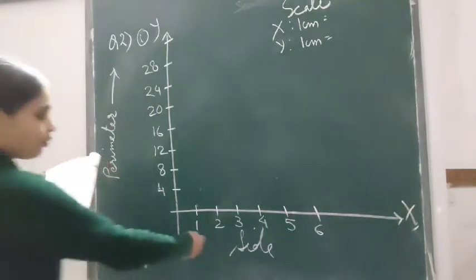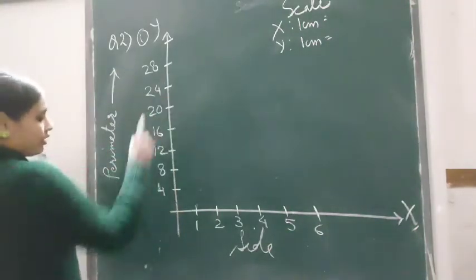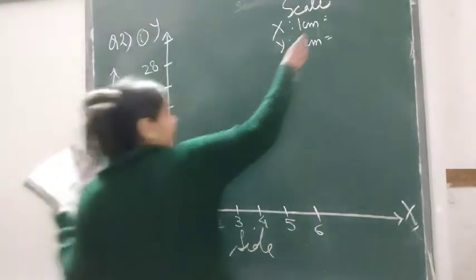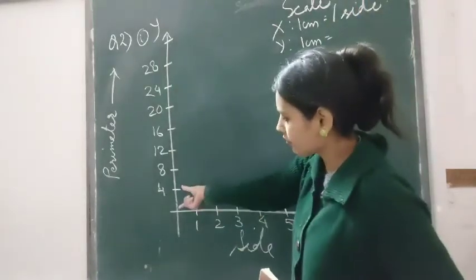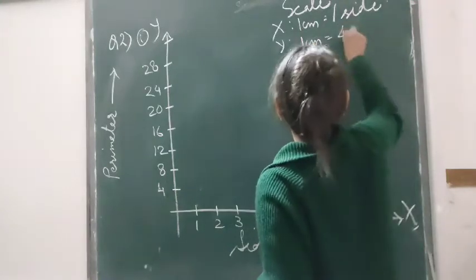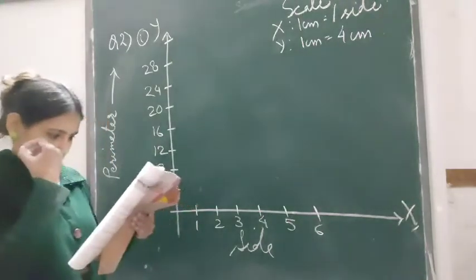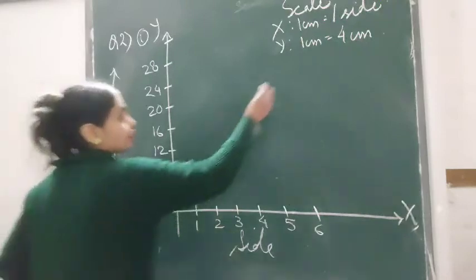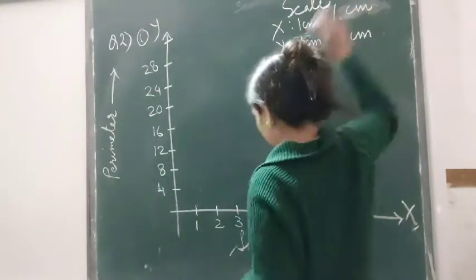This is the side of the square, and this is the perimeter. Let's write the scale. On the x-axis, 1 centimeter is equal to one side, and here 1 centimeter is equal to 4 centimeters, right? This is in centimeter, and children, this is also in centimeter. So we will not write side, actually 1 centimeter.